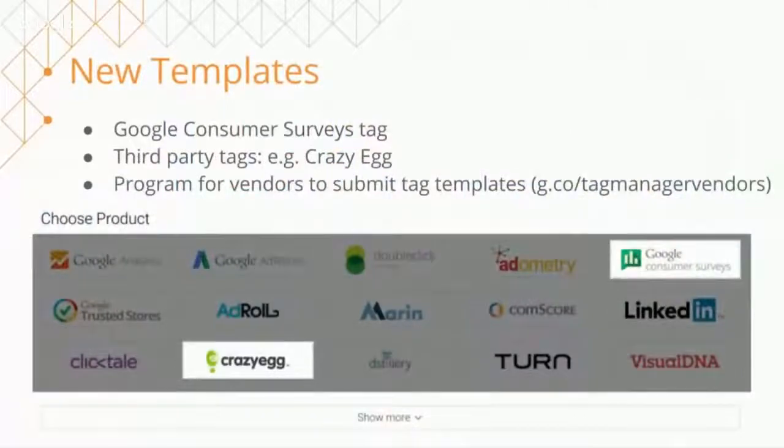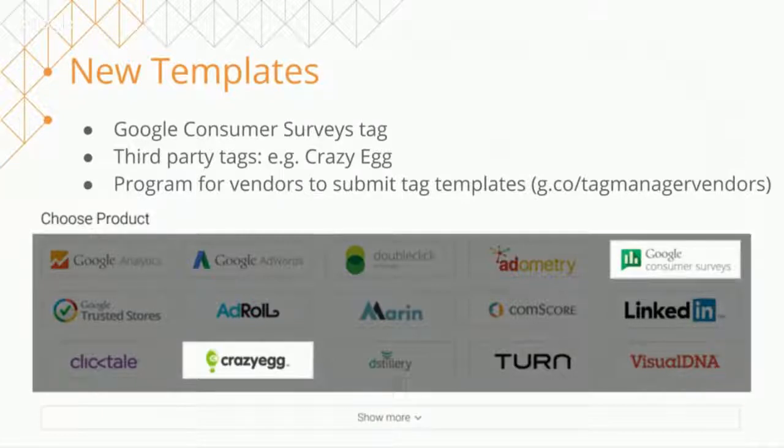And we also have a variety of new tag templates in Google Tag Manager. One of the ones we want to highlight today is the Google Consumer Surveys tag. Some third-party tags as well, for example, the Crazy Egg tag. We also want to highlight our program for vendors to submit tag templates. You can see the link on the slide here. So you want to tell us really quickly just a little more about that program?